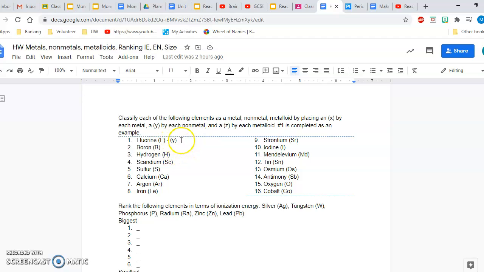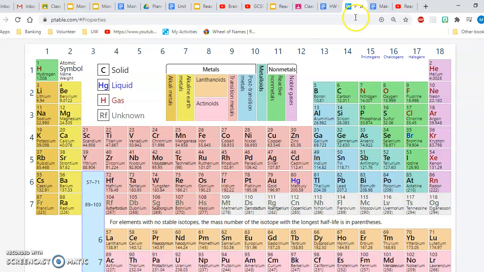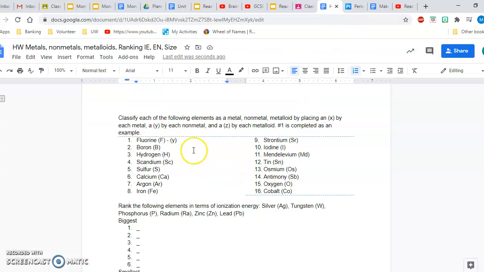So you might have to look back at some notes, but all I want you to do to give me an answer is what I've done here for fluorine, is just put a little dash and then a letter. So fluorine is a non-metal. Fluorine is a non-metal because it is up here in our right of our staircase. So please complete the other elements all the way through cobalt just by placing a little letter next to them.